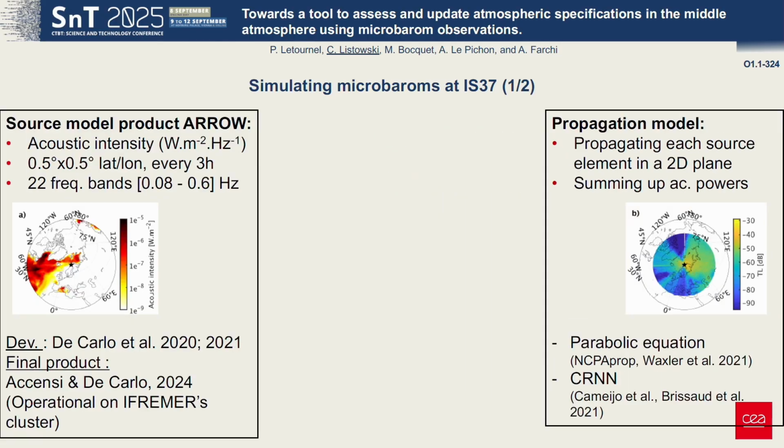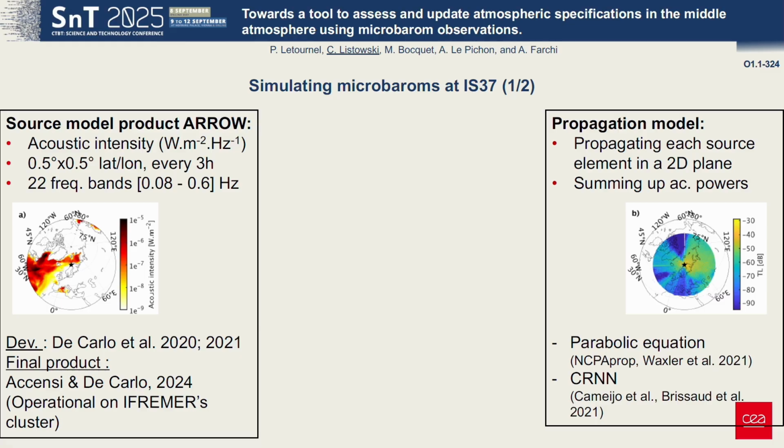On the modeling side, Pierre has been using the source model product Arrow, which was developed during Marine de Carlo's PhD thesis between CEA and Ifremer. It's a product providing acoustic intensity in grid cells, and there is an operational product that is documented in this reference. All the references are at the end of the presentation. You can find them in the app by downloading the presentation. So it's an available product.